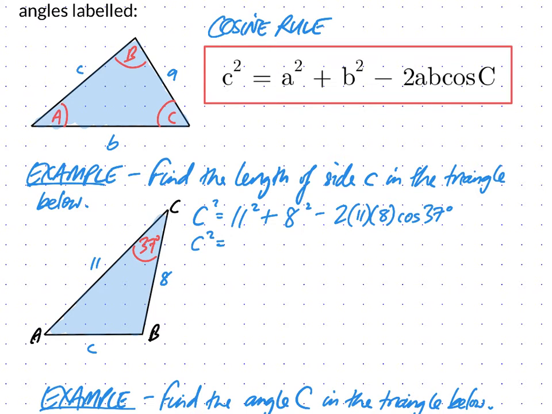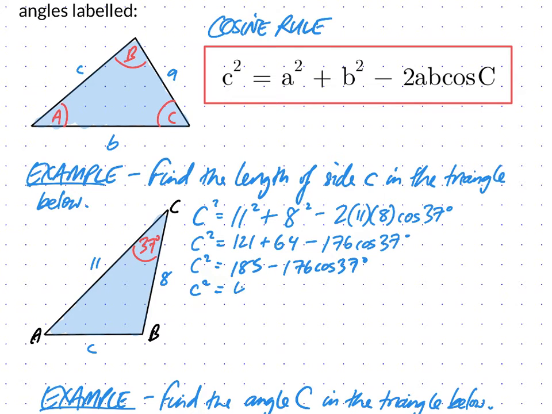C squared is equal to 11 squared. I'm going to need the calculator for the cosine anyway. So 11 squared is 121 plus 64 minus 2 times 11 times 8, 176 cos 37 degrees. C squared is 121 plus 64, 185, minus 176 cos 37 degrees. C squared is 185. Do that. Minus 176 cos 37.